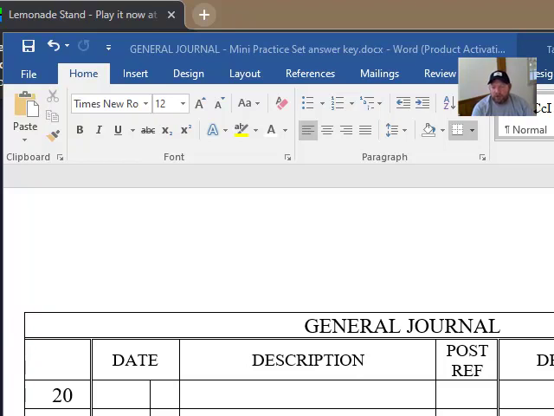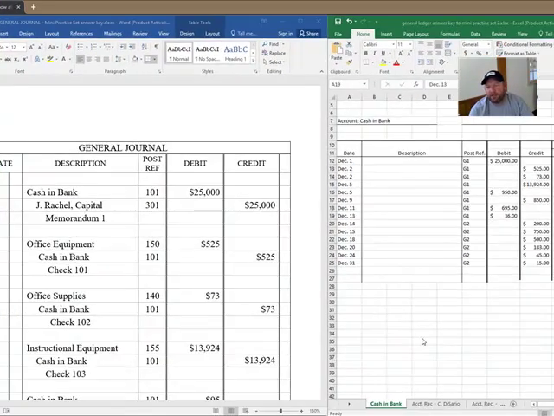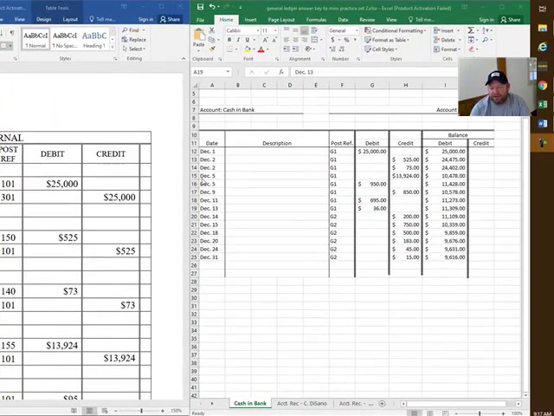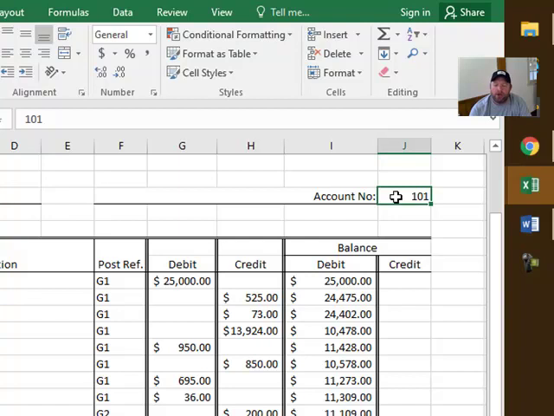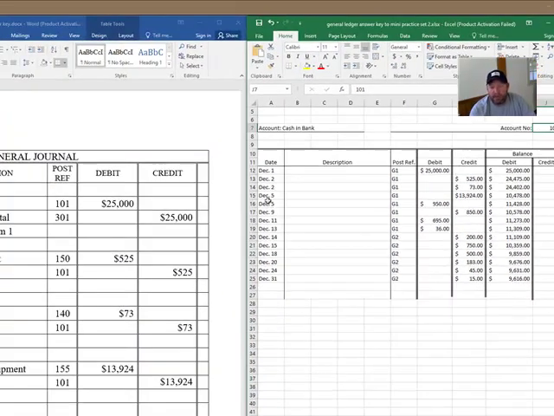So the first thing we do on the general ledger account is we list the tab as Cash and Bank, we list the account as Cash and Bank, and then we list the account number 101. Those are the first and most important things you need to do. You're going to notice that I've put this general ledger in account number order. So it's actually not in chronological order. It's not in the order that they show up on the general journal. I just did that so you would be able to bounce around a little bit quicker and know exactly what account I'm on. So here is Cash and Bank 101.